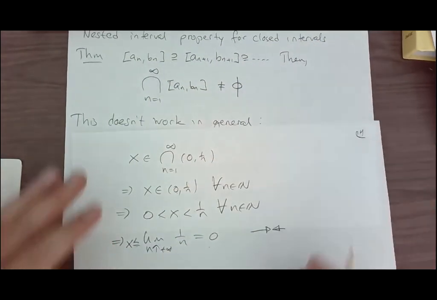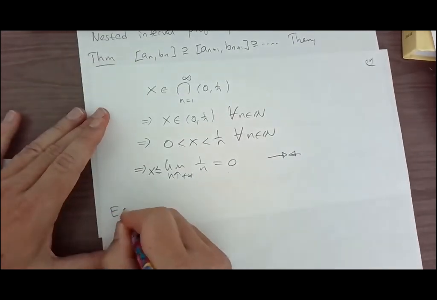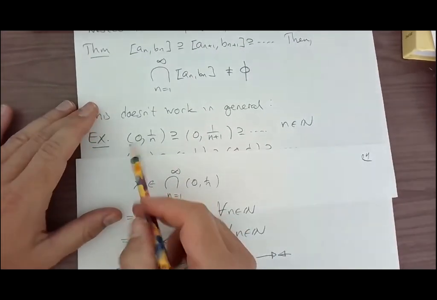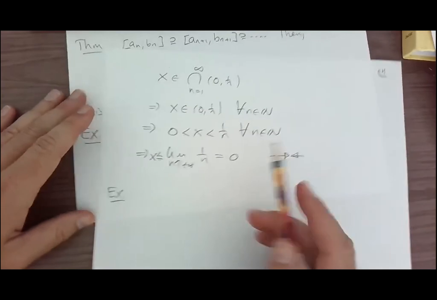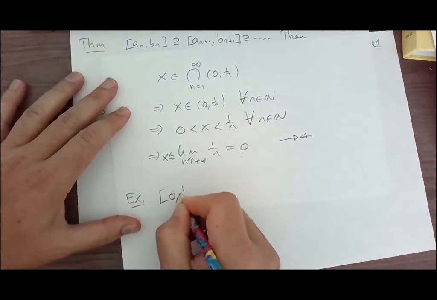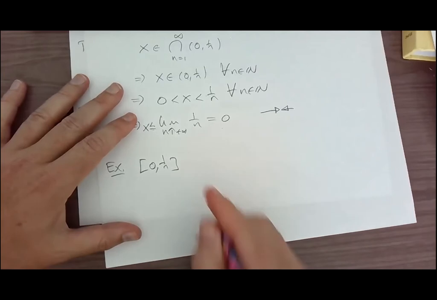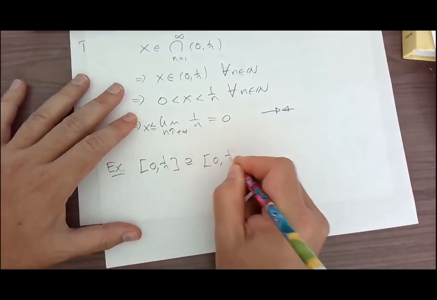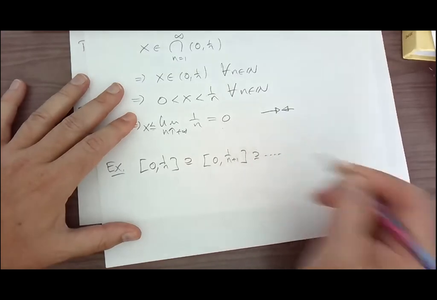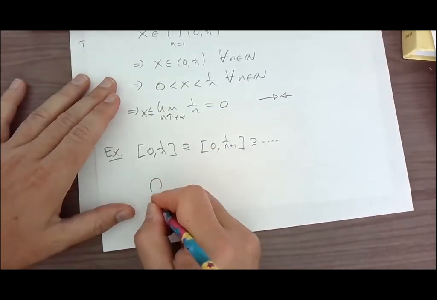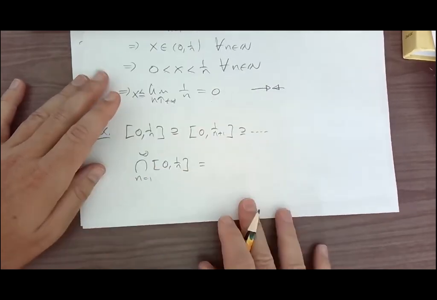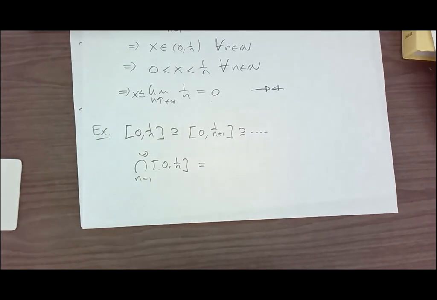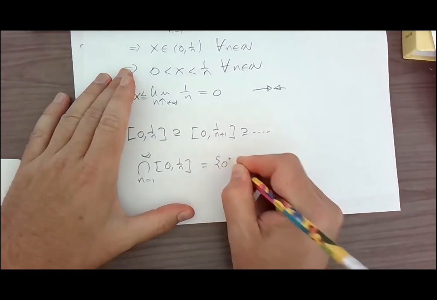But if you want an example where it does work, we could change the example from before. And instead of having it open, I could put it closed. So if instead we look at the interval from 0 to 1 over n, but now closed, this would have this nesting property. And in this case, what would the intersection be? The intersection would be exactly 0.